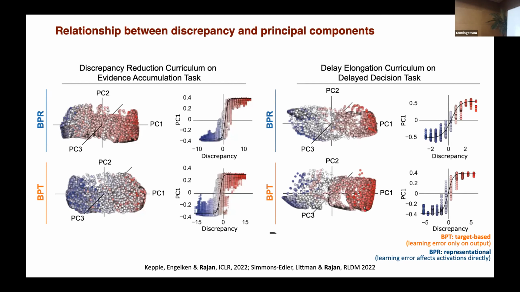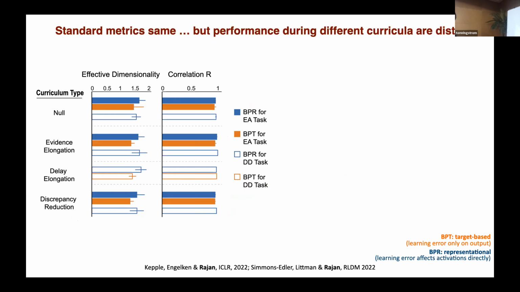So the representations and what you can read from these experts are also indistinguishable in the finally trained state. And that's further quantified here. We wanted to pick metrics that you would normally use on your experimental data, or we would use on models. So we look at effective dimensionality. Orange is the regular target-based backprop. The blue is this representational version that we've cooked up. The columns tell you, the first one is the curriculum, the second one is the effective dimensionality, and the third one is the correlation between the discrepancy and the first principal component.